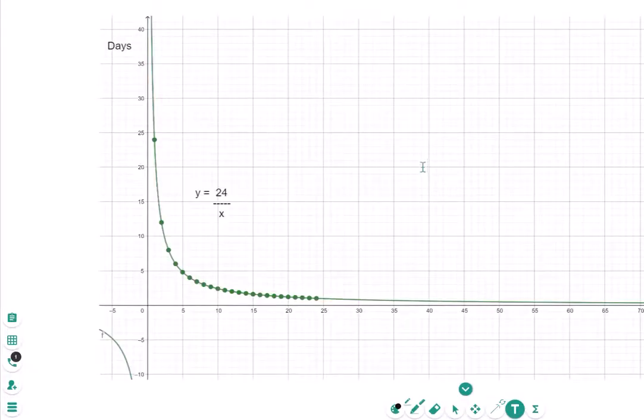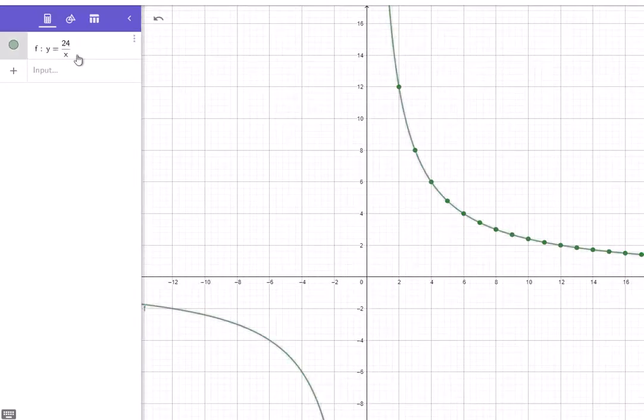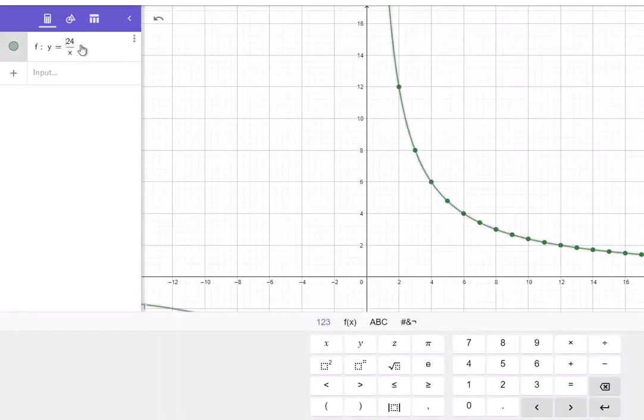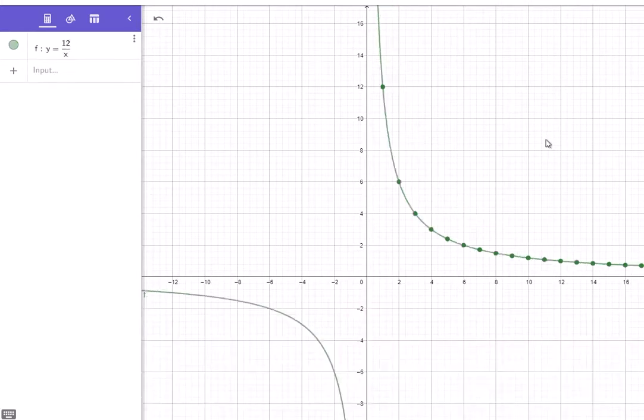And here we have the same graph with people on the x-axis along the bottom and the number of days on the y-axis going up and down. And the equation y equals 24 divided by x. Well, let's change the equation. We have a similar shape. All these equations have a similar shape.